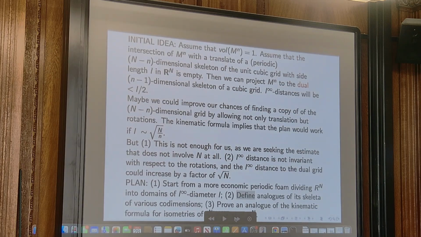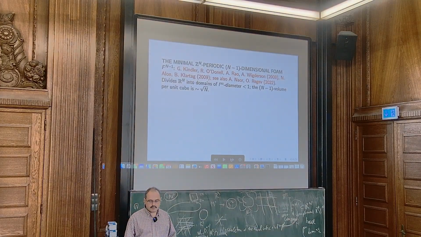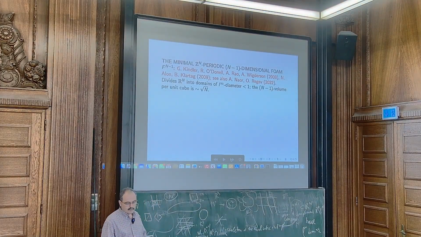So let's explain how to do it step by step. First of all, where are we going to get the minimal periodic n minus 1 dimensional forms? They were first constructed by Kindler, O'Donnell, Rao, and Wigderson, all computer scientists, because of the needs of computer science. A later, much easier proof or construction was done by both Clark and Noga, and Noga alone. Then there is another construction due to Assaf, Naor, and Regev.